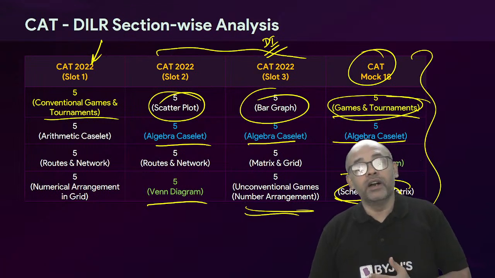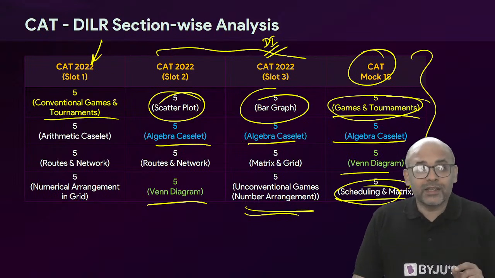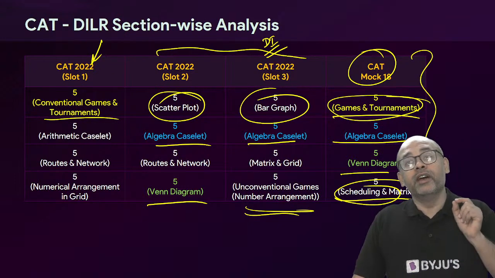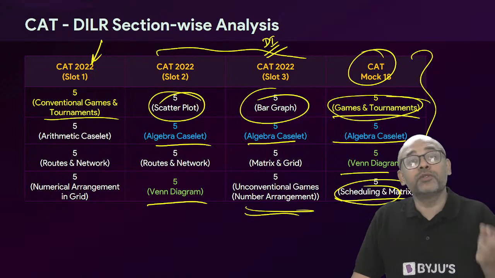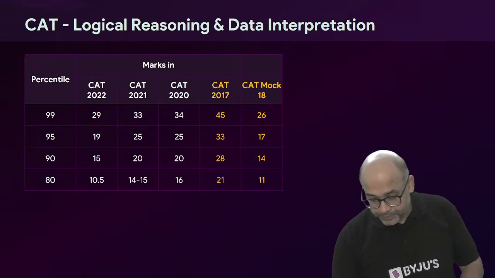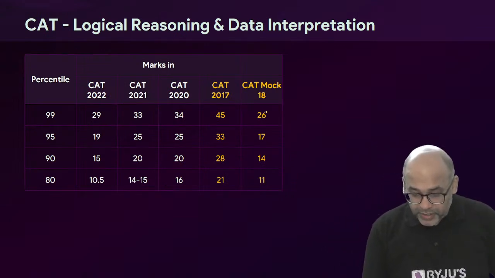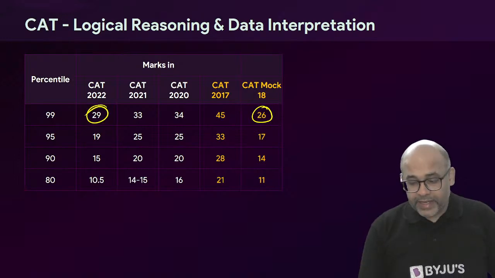It had routes and numerical arrangement in grid and things like that. So yes, while the chance of getting a pure DI is quite high, it is possible that it may not come. So be prepared for that. Anyway, if you look at the scores, you can start looking at the scores over here, 26 and 29.